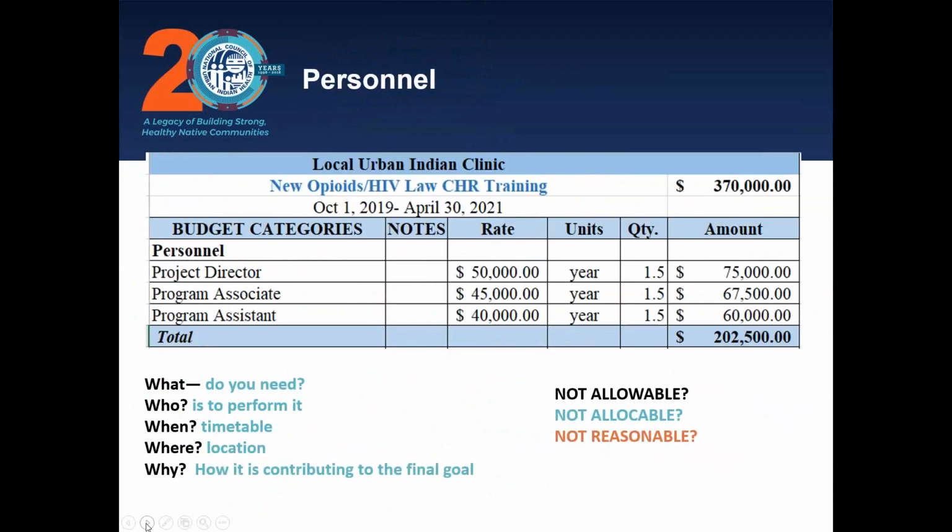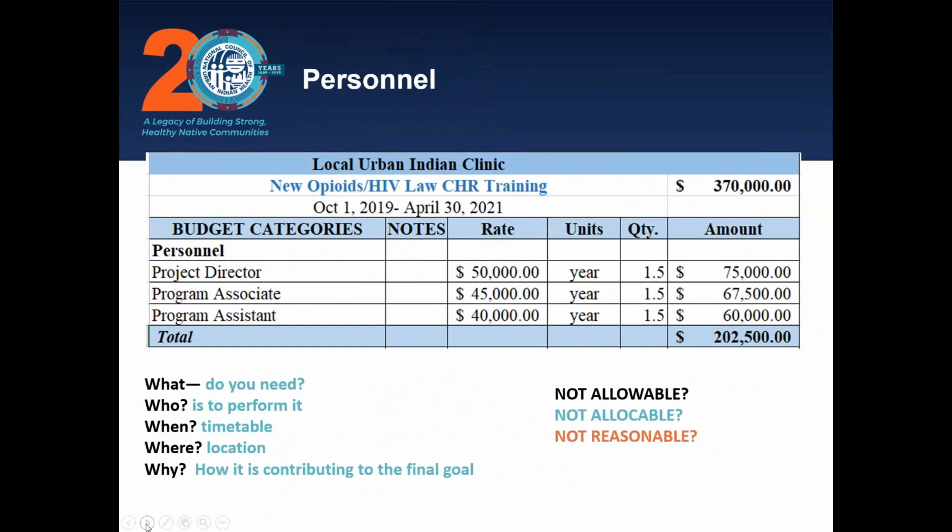Next one, please. So we have here personnel. And then we have decided that we're going to have a project director, a program associate, and a program assistant. Just to make sure it is included: the rate, the units, and the time. And then you have the amount.